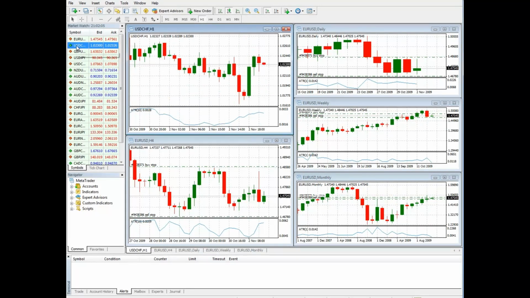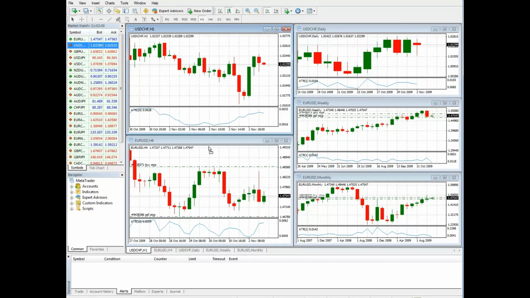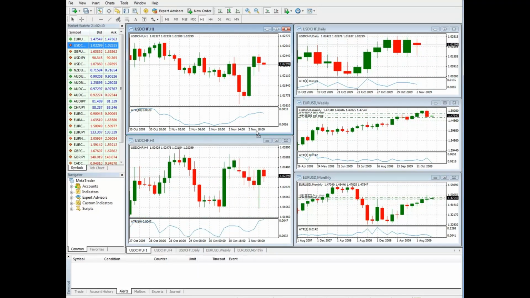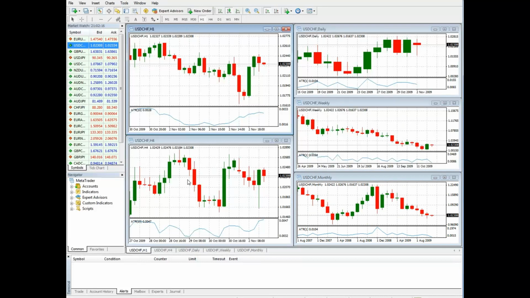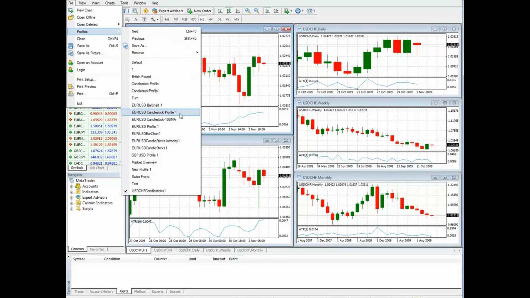Drag, drop, drag, drop, drag, drop. Now here's something that you'll notice when we do this: all the trading lines from our orders, showing where our orders would be, are gone. That's because we don't have any orders in this particular currency pair, but we do have orders in the euro US dollar. Just pop back over, go to Profiles.